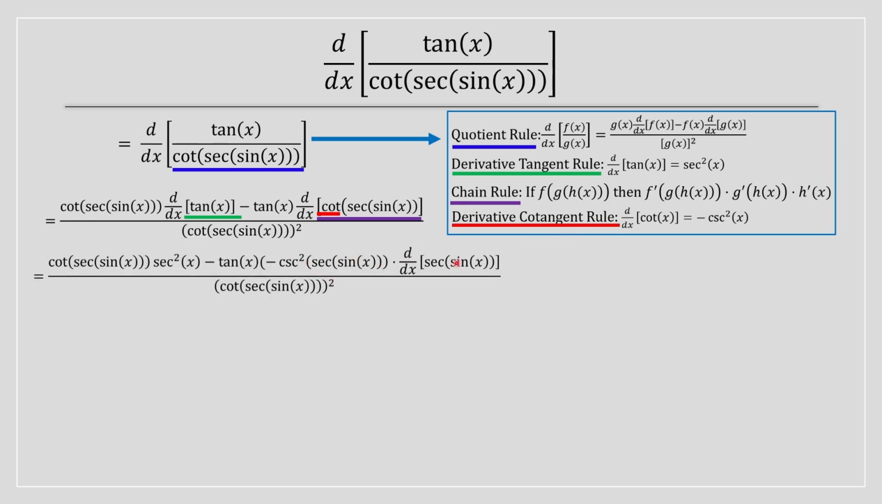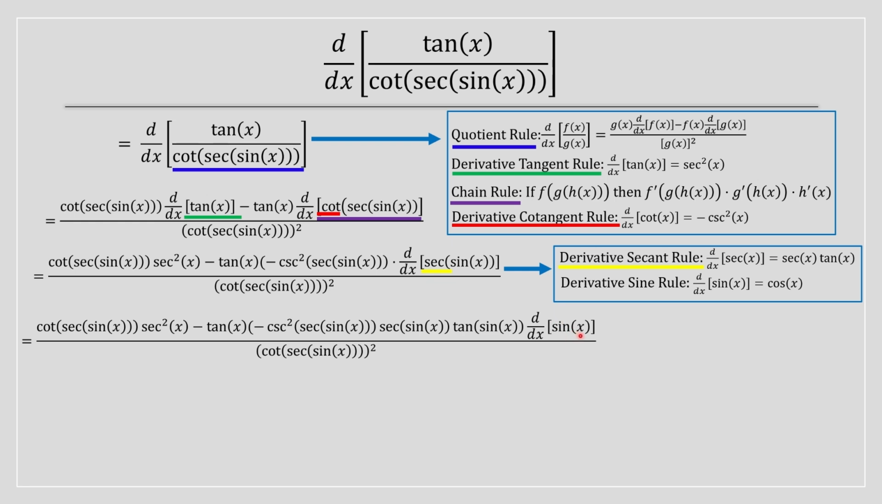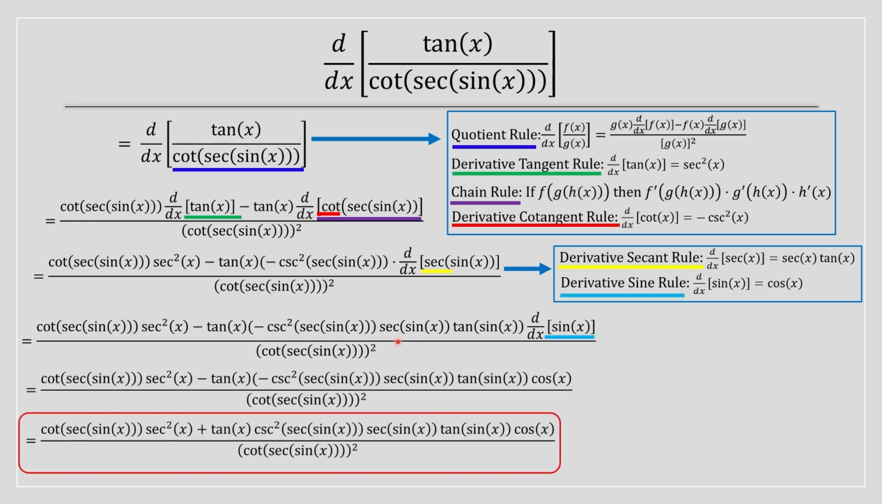Now we got to do the derivative of secant x over here, which is basically represented by this portion over here from the chain rule. Now we do the derivative of secant, which would be secant x tan x, okay? Then we have to derive sine of x, which would be cosine of x. Now once we've done that, we rearrange the equation, and that's our answer to this question.